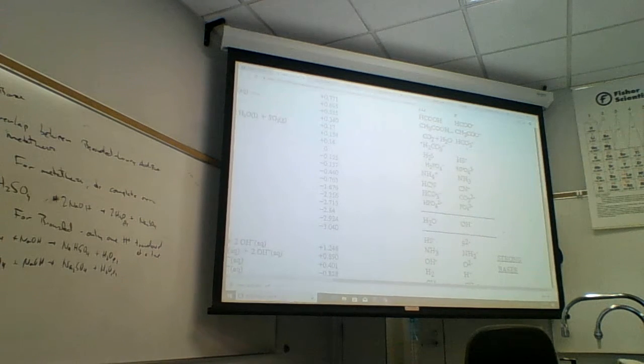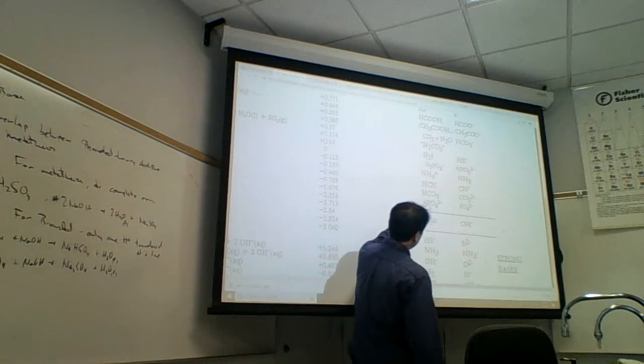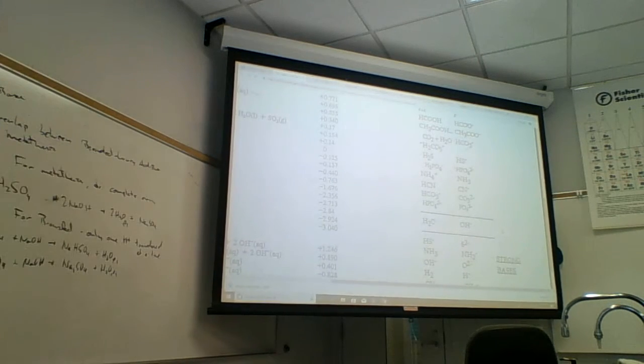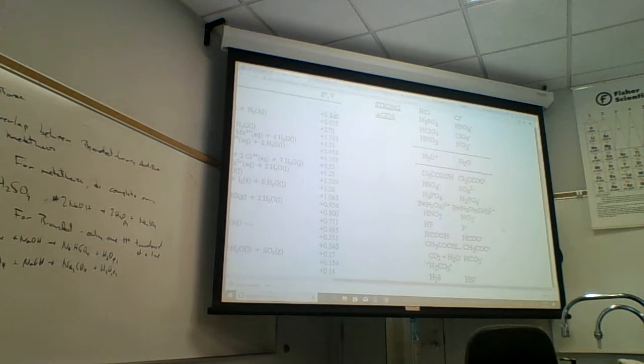And then water. Water occurs on the acid side here. Not very good. And water also occurs on the base side. Scroll up here, we can see it. So it's on both sides. It's an acid and a base. It's amphoteric. All right, what do we do next?